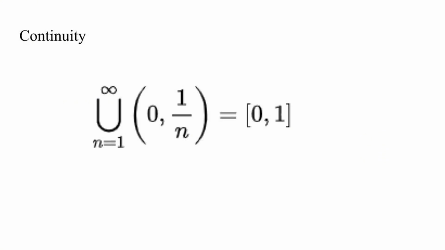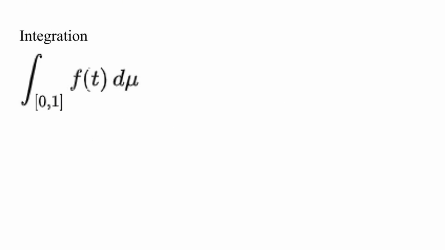The next important concept of infinity is the continuity of an interval. Here, we have the interval of 0 to 1 as the union of all set partitions 0 to 1 over n, to which the minimum is the limit as n approaches infinity, and the maximum is n at 1. Therefore, the length of the set is 1. Now we can start understanding integration.